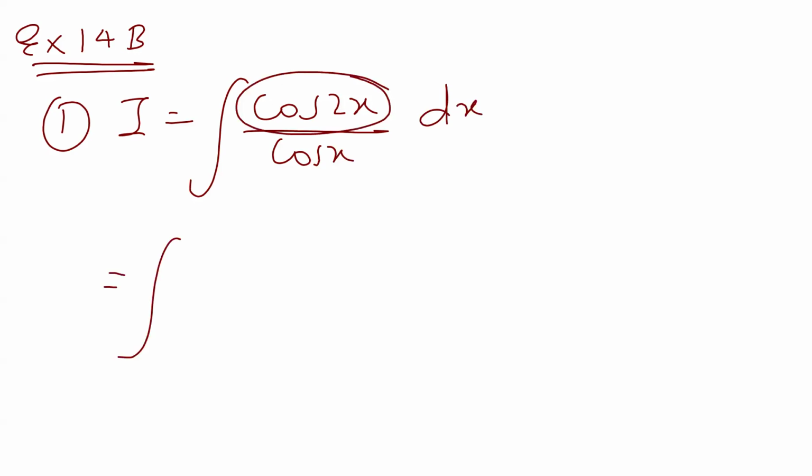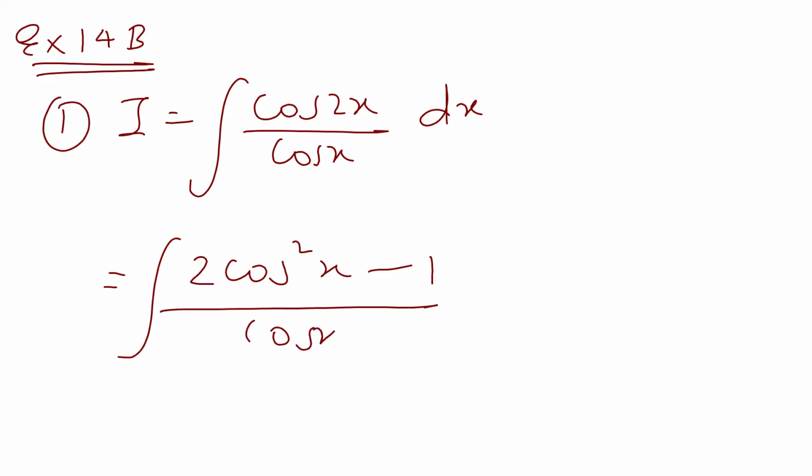Apply half angle formula in the numerator. 2 cos square x minus 1. You can also use the other half angle formula for cos 2x, that is cos square x minus sin square x and 1 minus 2 sin square x. But then I feel this one is better because down there is a cos term. But then don't apply that tan formula over here for cos 2x.